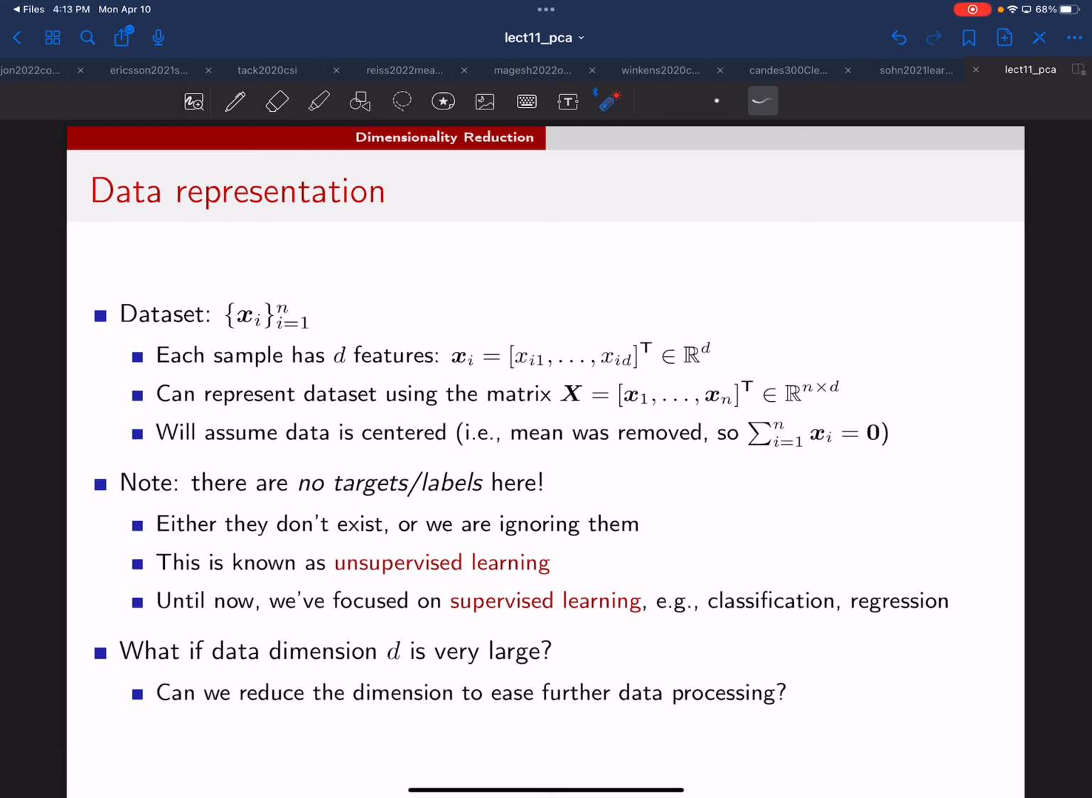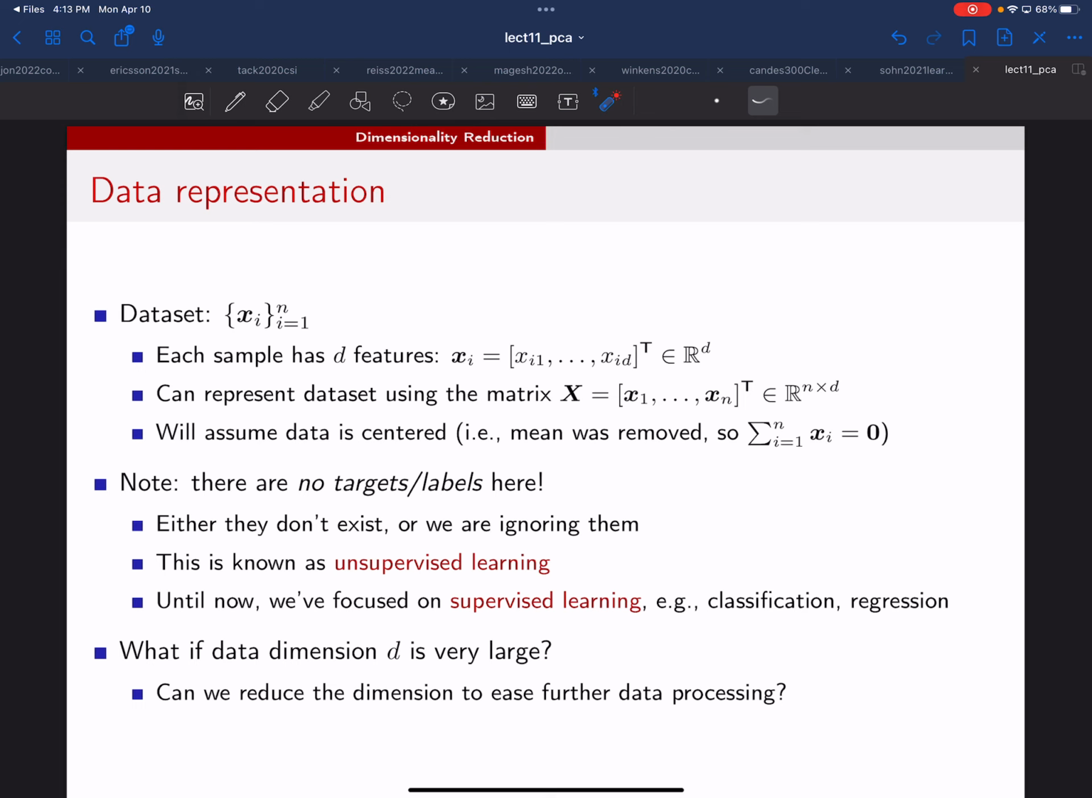Okay, so basically now our data set is just the x's. There's no more y's. There's no more targets or labels. And as always, each of our x vectors has d elements. Dimensionality is d. And as always, we collect n of these things together, and we can stack them as rows of a matrix if we want.